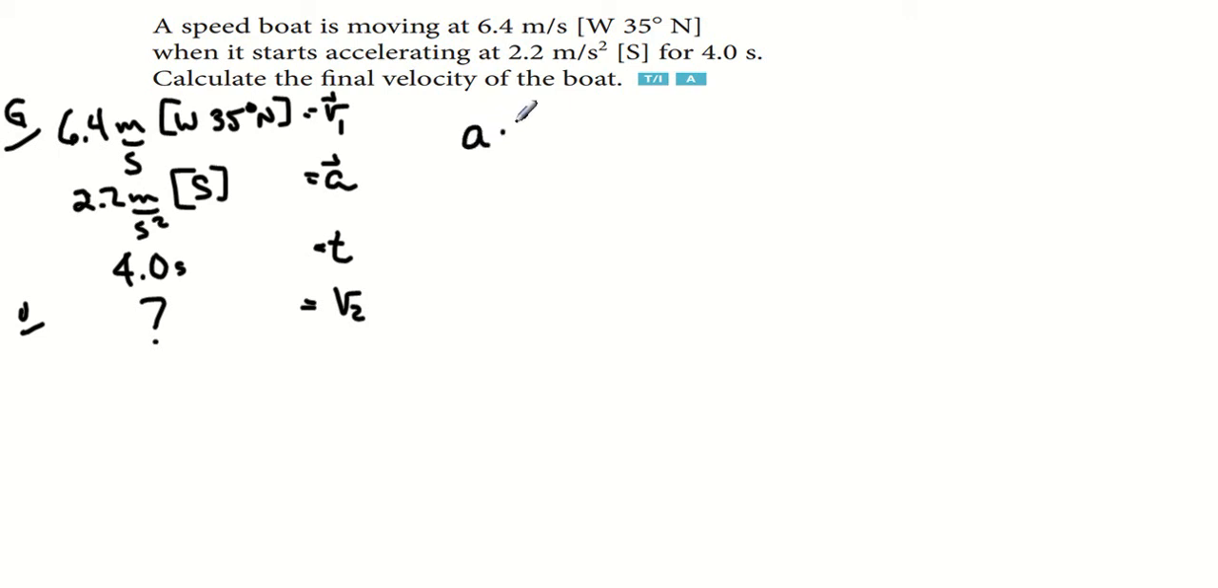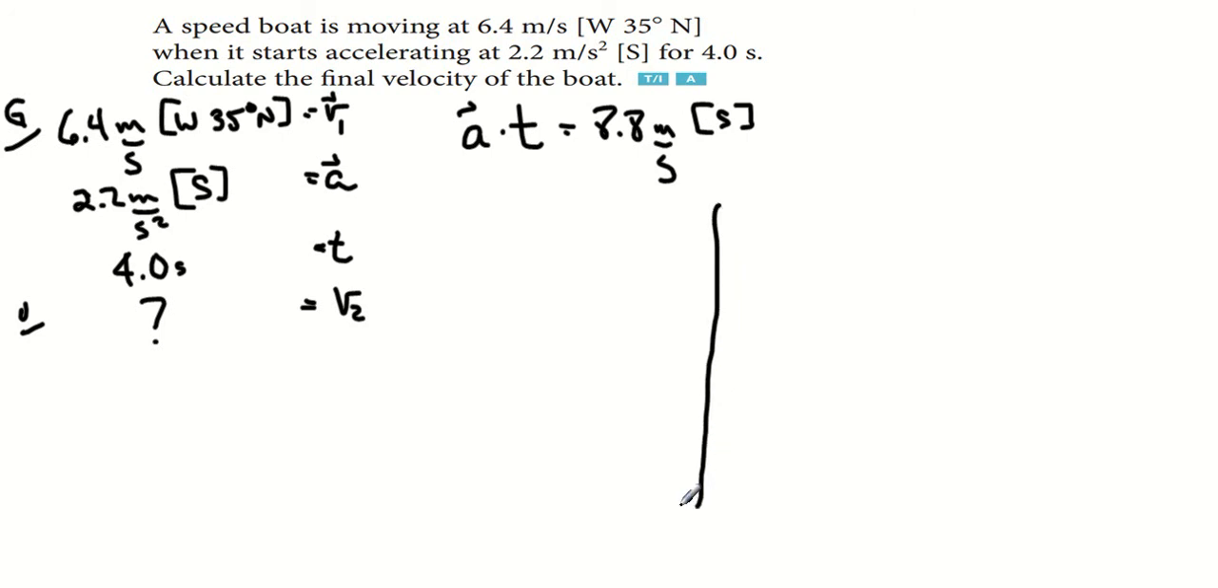So what we need to have is a times t, and a times t is equal to 8.8 meters per second, and that is in a southerly direction. And our equation that you've written down says that we need a times t plus v1. But those are in two different directions. This is south, and v1 is west 35 degrees north. So we know, because they're vectors, that we're going to have to draw a diagram of it. So let's start with that.